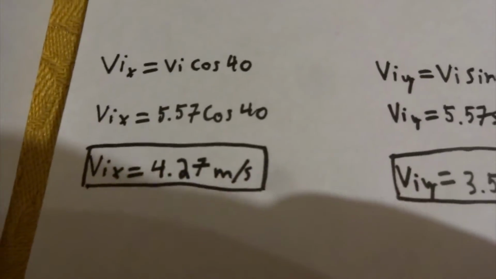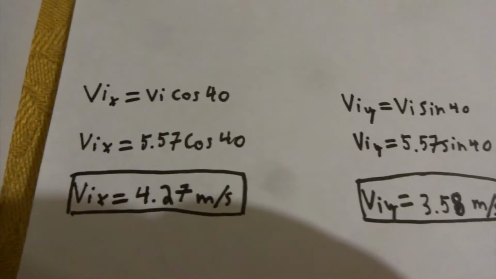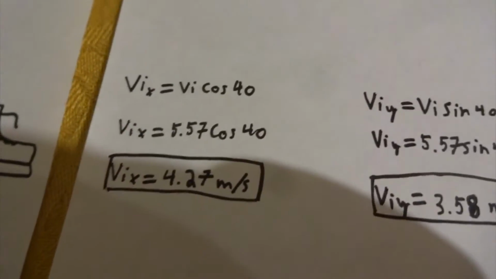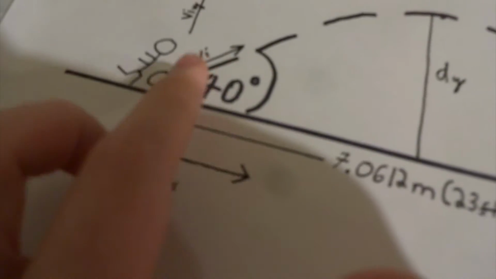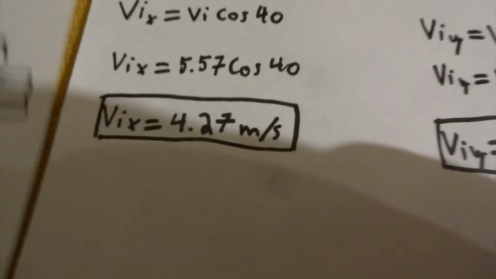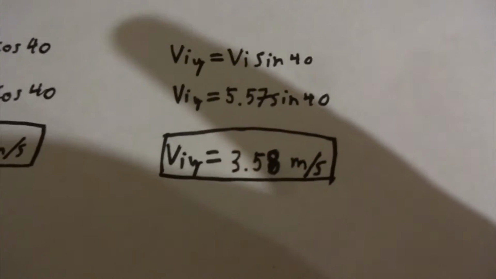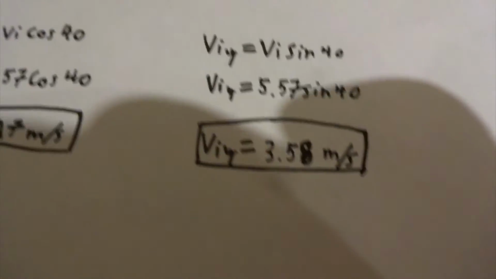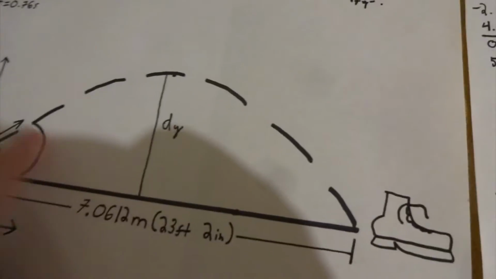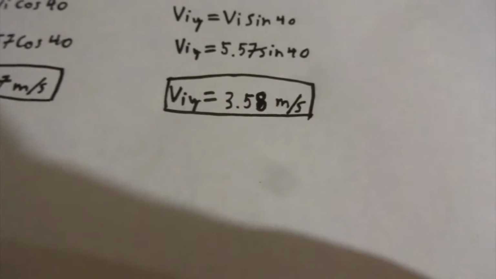For the horizontal direction, we do Vix equals the initial velocity times cosine 40, because 40 is the degrees right here, and that will get us 4.27 meters per second. Pretty simple. And you do the same exact thing for here, except here you use sine, as you can see there, because it's opposite over hypotenuse of this triangle, which equals 3.58 meters per second.